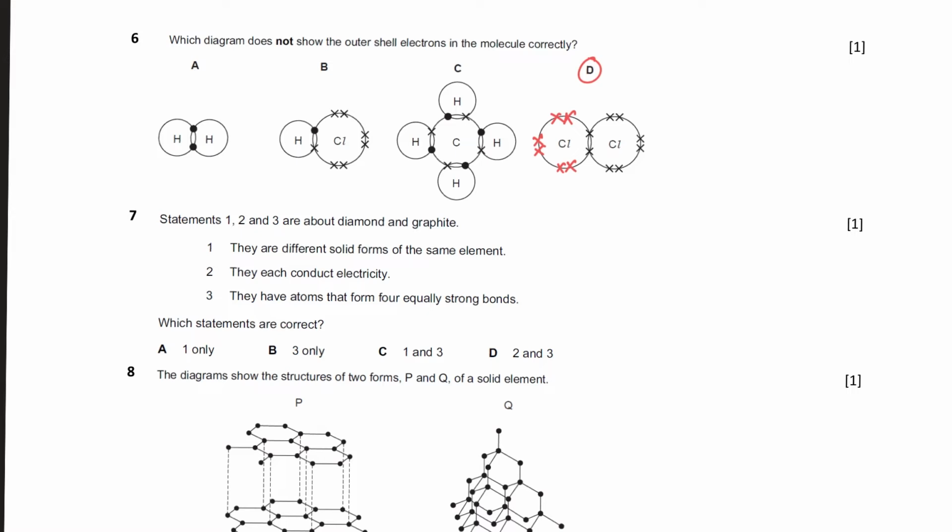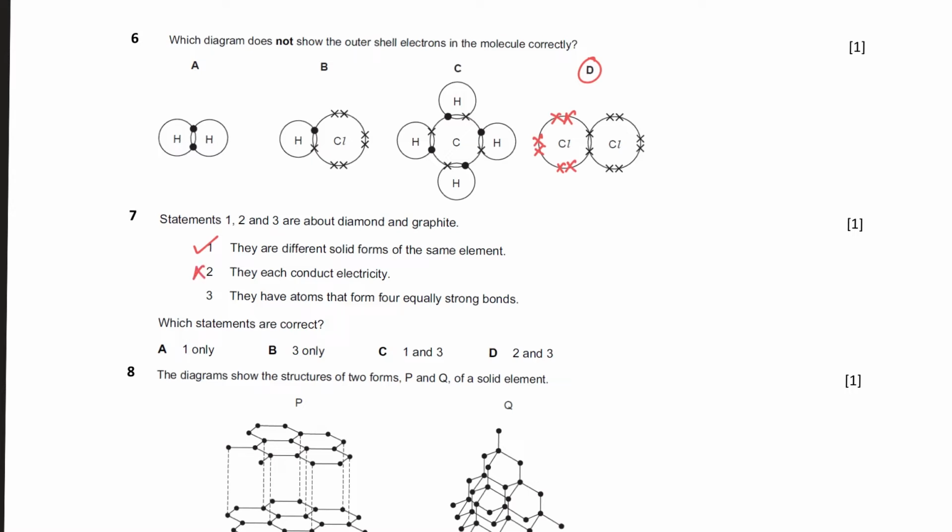Question number 7 says there's statement 1, 2, and 3 about diamond and graphite. They're allotropes, that's a key term here, and they're both carbon but different structures of that. They're different solid forms of the same element. Yeah, that is true, because they're both carbon and they're allotropes of that. They each conduct electricity. That is not true for diamond, but graphite does, so this statement is wrong.